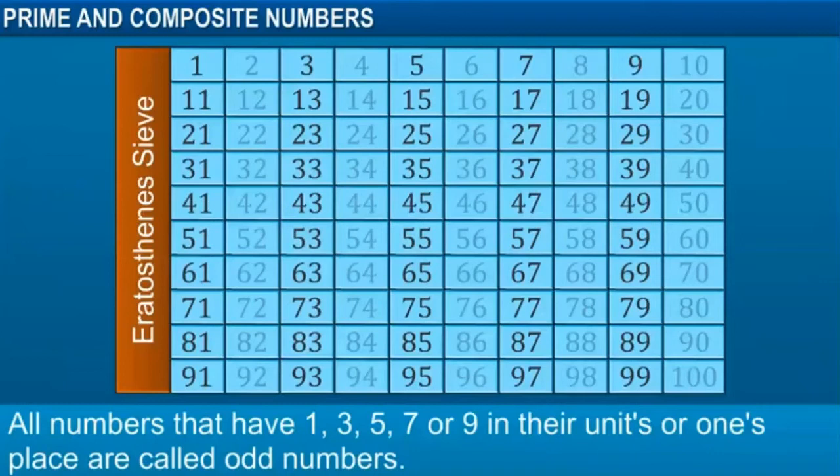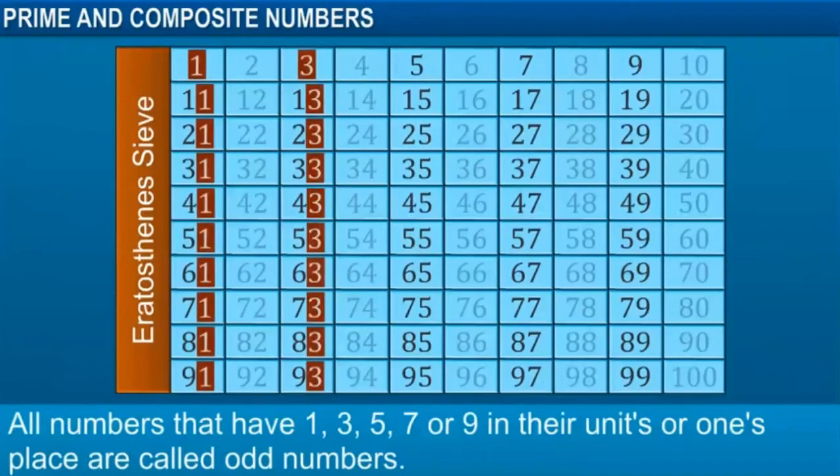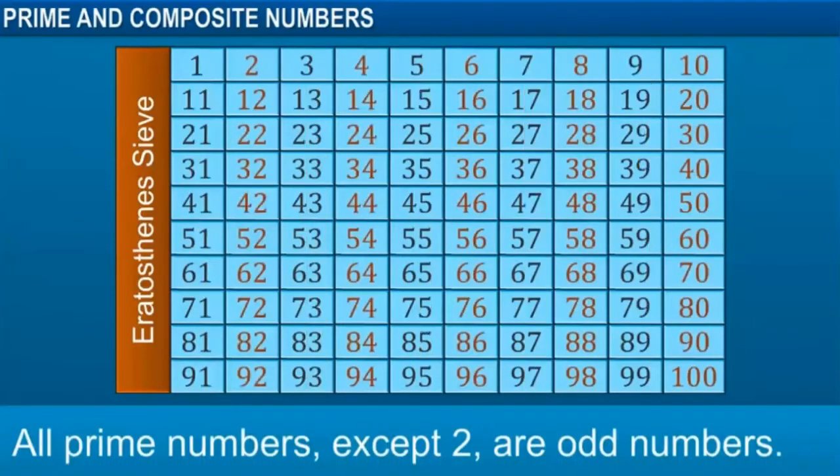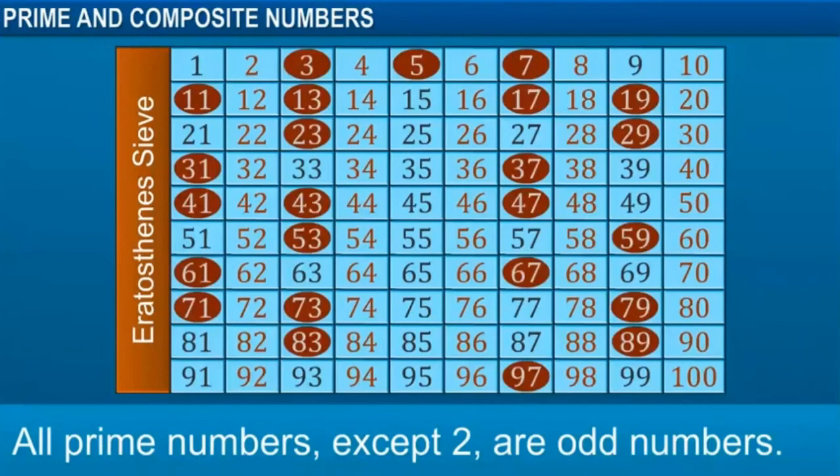These numbers have 1, 3, 5, 7 or 9 in their units or ones place. Such numbers are called odd numbers. Observe that except 2, all prime numbers from 1 to 100 are odd numbers. Okay, so when we consider the prime numbers, except 2, what did we say all the other prime numbers are? Odd numbers, we said. Correct, right?